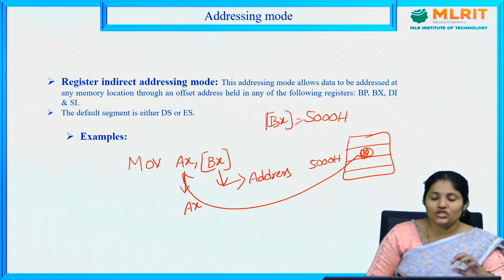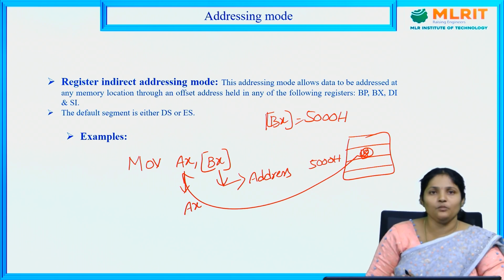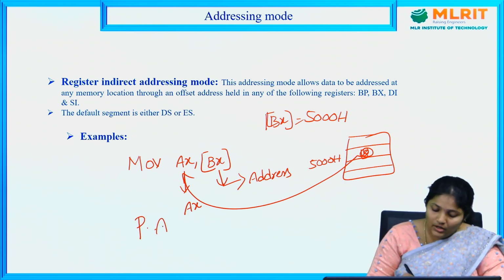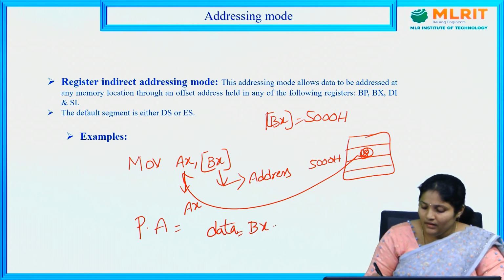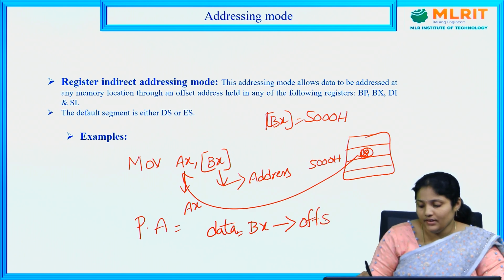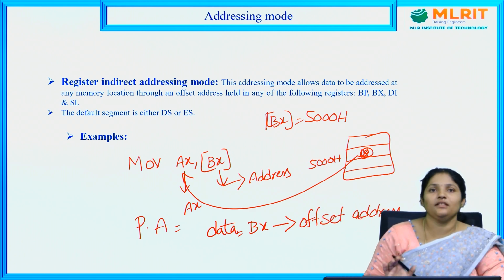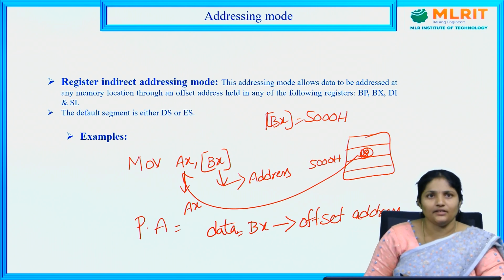In such addressing modes, the physical address will always be calculated by considering the data present in BX as the offset address. So whatever data is present in BX will be taken as the address. That address will be used as the offset address to calculate the effective address or physical address.